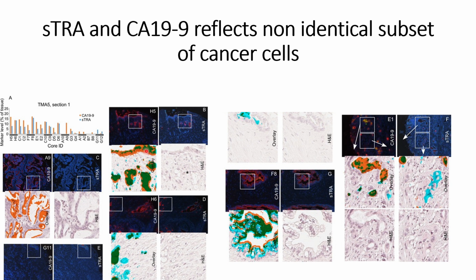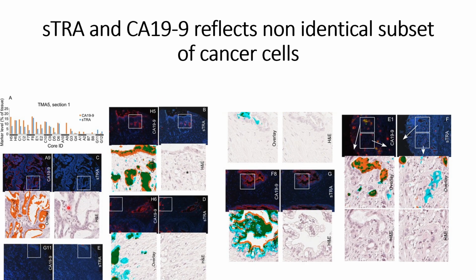Here we can see that the overlaps are very high compared to the non-overlap regions. That is, cyan and orange are low compared to the green. It indicates that CA19-9 and sTRA are both expressed in the differentiated pancreatic cancer cell lines.